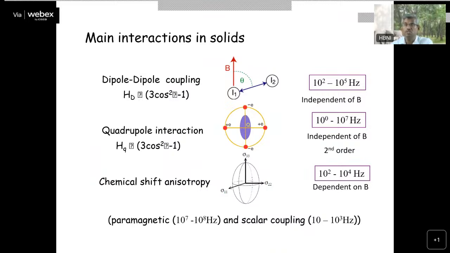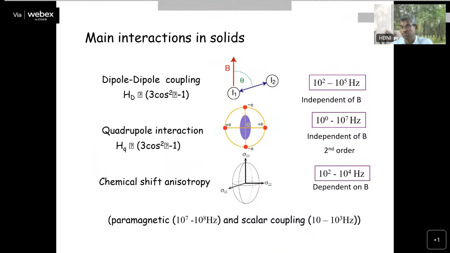So that type of electronic distribution will give some sort of a broadening as well as a coupling constant, etc. And the third important interaction is chemical shift anisotropy. Why do we talk about chemical shift anisotropy? Because the electron distribution around a nucleus will not be symmetric, even if it is a spin half nucleus.